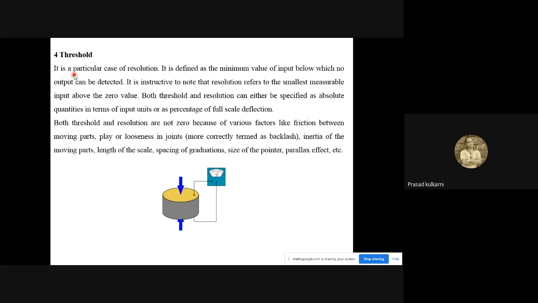So there is a little bit of friction. Because of this friction, obviously there will be a deviation in the reading. Therefore resolution and threshold cannot be zero because of this uncontrolled parameter that I told you.